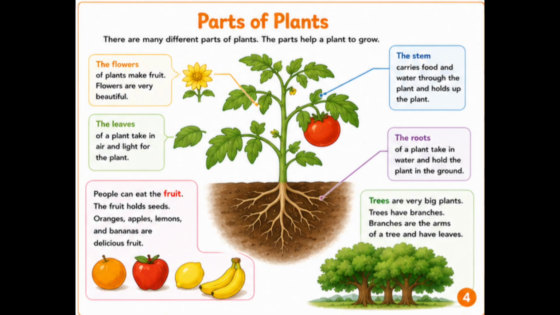The flowers of plants make fruit. Flowers are very beautiful. People can eat the fruit. The fruit holds seeds. Oranges, apples, lemons, and bananas are delicious fruit. Trees are very big plants. Trees have branches. Branches are the arms of a tree and have leaves.